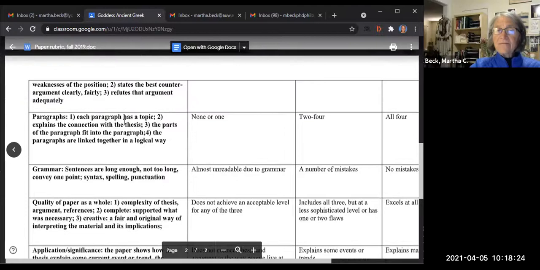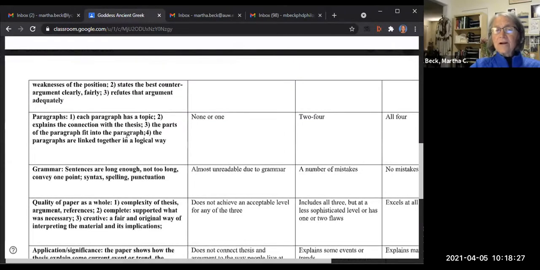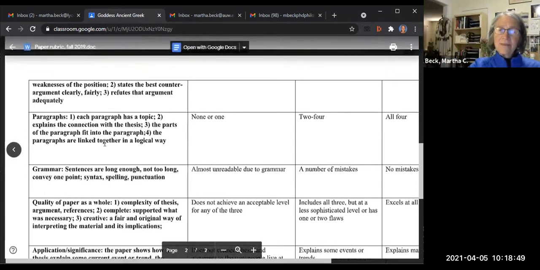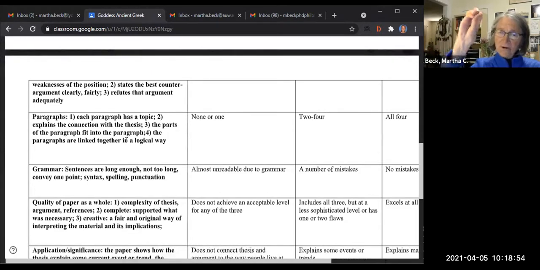So each paragraph has a topic. I'm not sure if all your teachers feel this way, but I really like the first sentence to tell me what the point you're going to make in this paragraph. And then I can look at that sentence and look back at the thesis and know right away what the structure of the paper is. Okay, the parts of a paragraph fit into the paragraph. They're all connected to the topic. And then each paragraph is linked together.